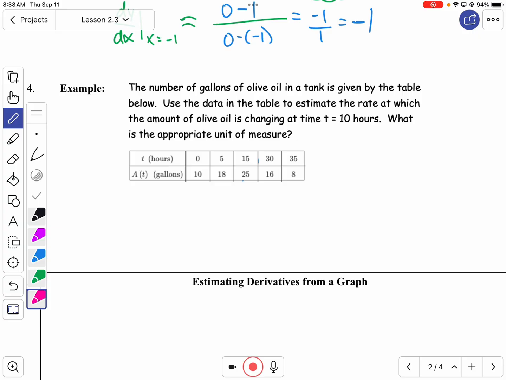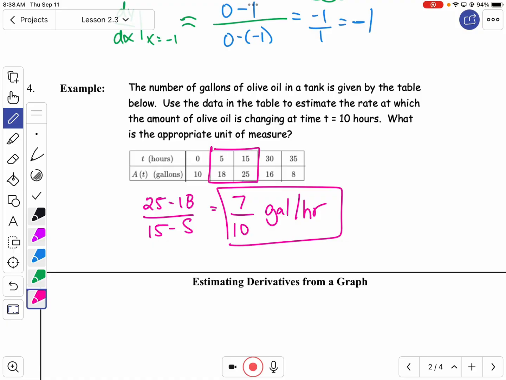All right, which 2 points are we going to use? 5 and 15. Okay. So we're looking for that instantaneous rate of change at t equals 10. So we would do 25 minus 18 over 15 minus 5, which would give us 7 over 10. What would be my units? Good, gallons per hour. Okay, so from a table, not terrible. It's just slope. Okay, just slope, which is nice, right?